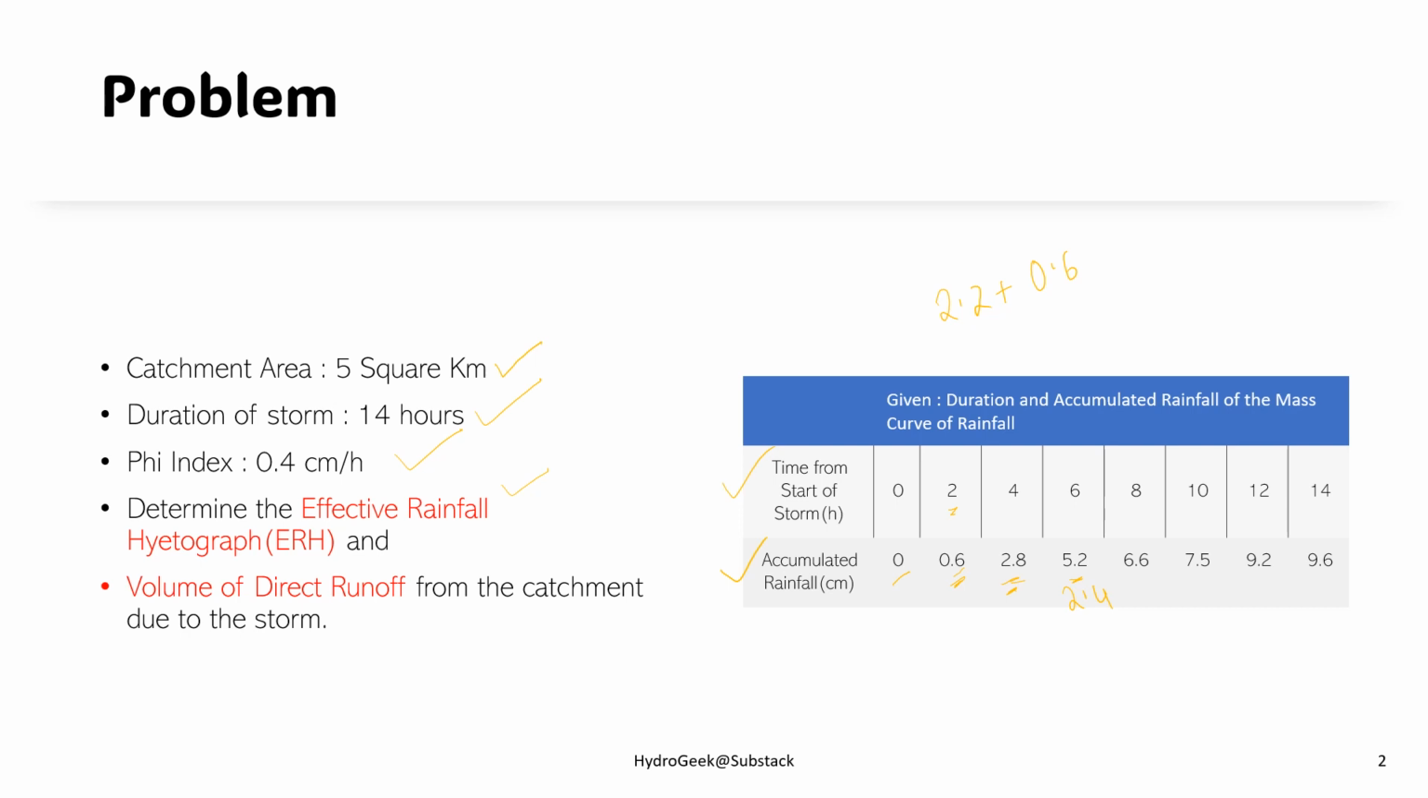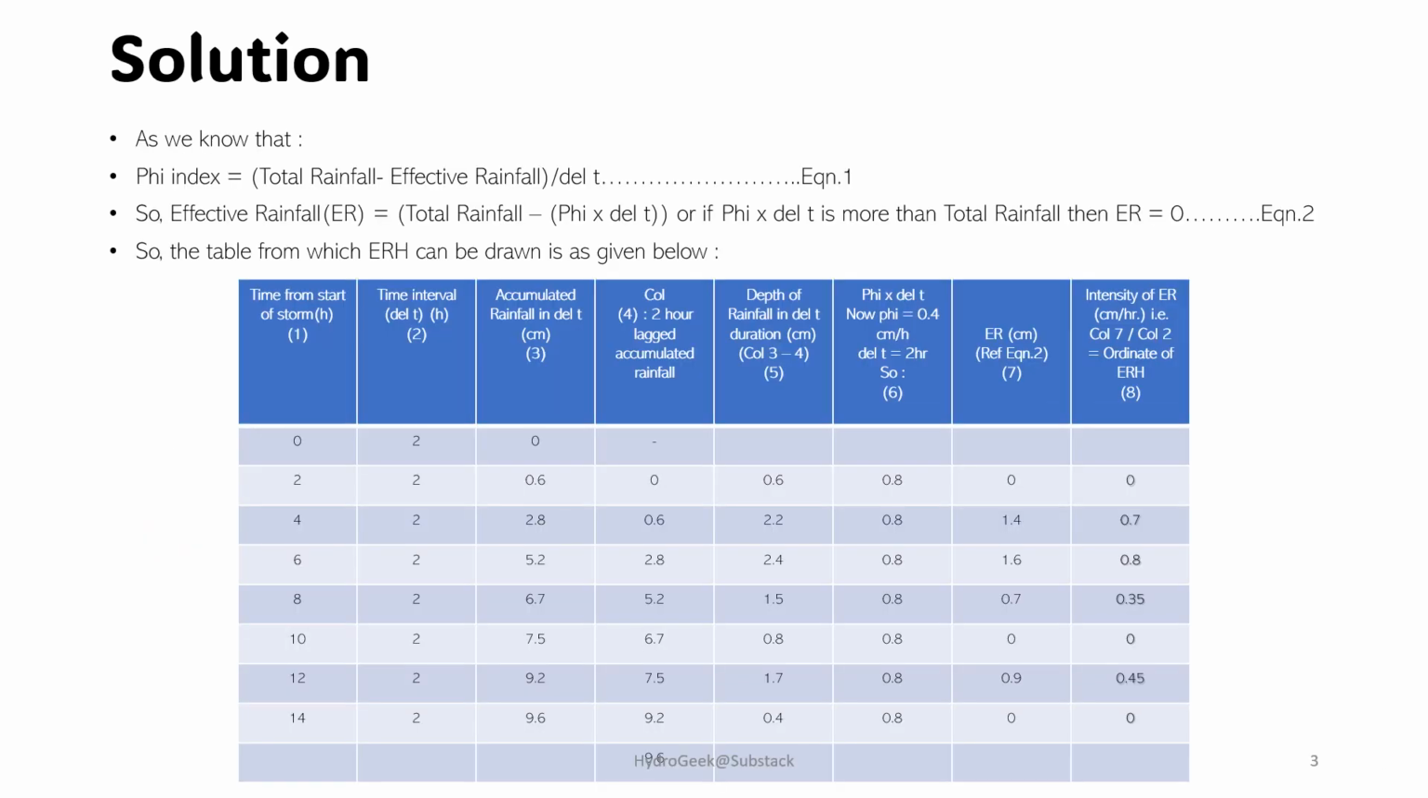Okay, so the catchment area is given, the duration of the storm is given, and the Phi index is given. We have to draw the effective rainfall hyetograph, and we have to find out the volume of direct runoff from this storm. So how to solve it?